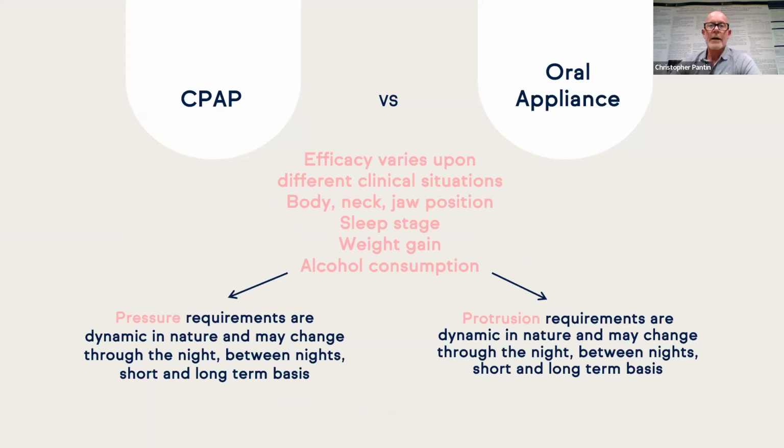Okay, so efficacy varies upon different clinical situations, such as the body, the neck position, the jaw position, the sleep stage, weight, alcohol consumption, and the list just goes on. So with CPAP, the pressure requirements are dynamic in nature and may change through the night, between nights, on a short and long-term basis, mainly because of the variation in all those features above. With the splint, it's actually protrusion requirements that are dynamic in nature and may change through the night, between nights, in the short and long-term basis.